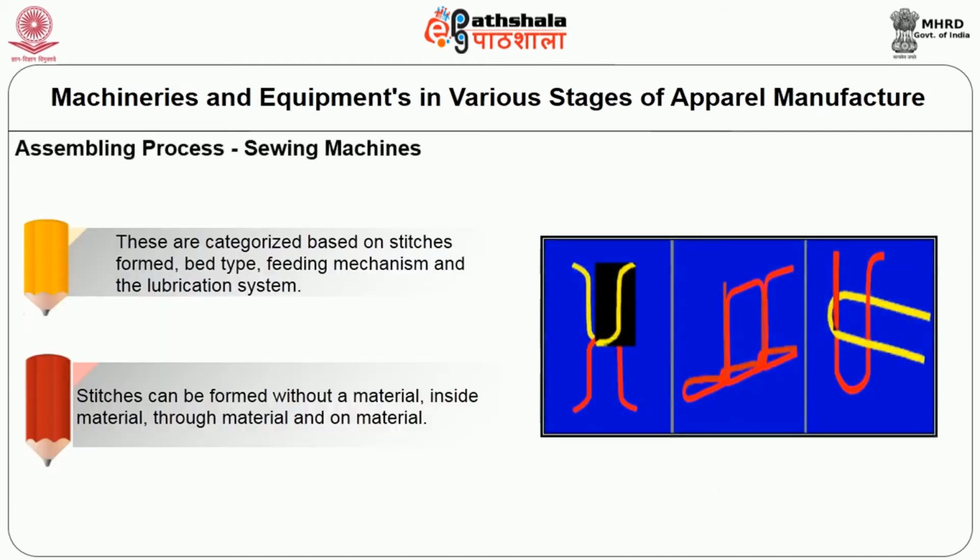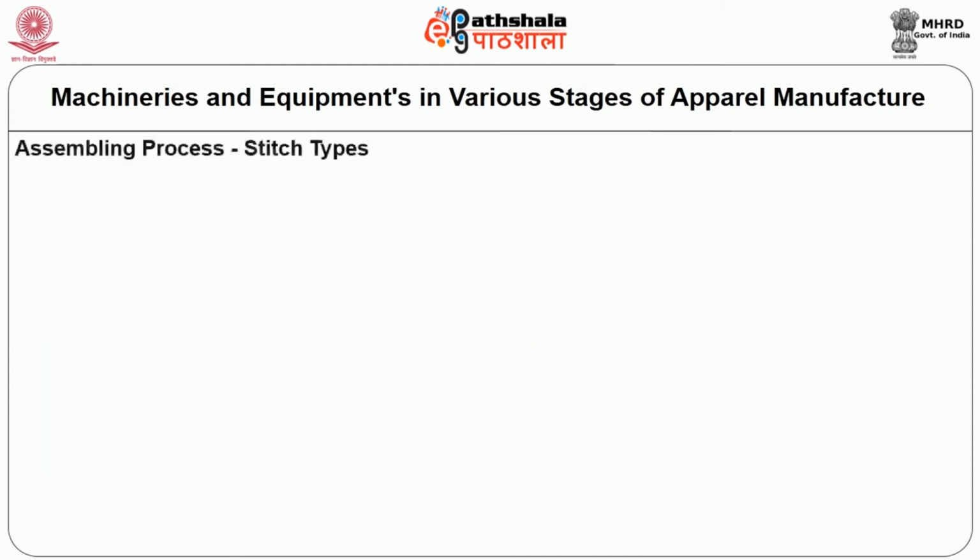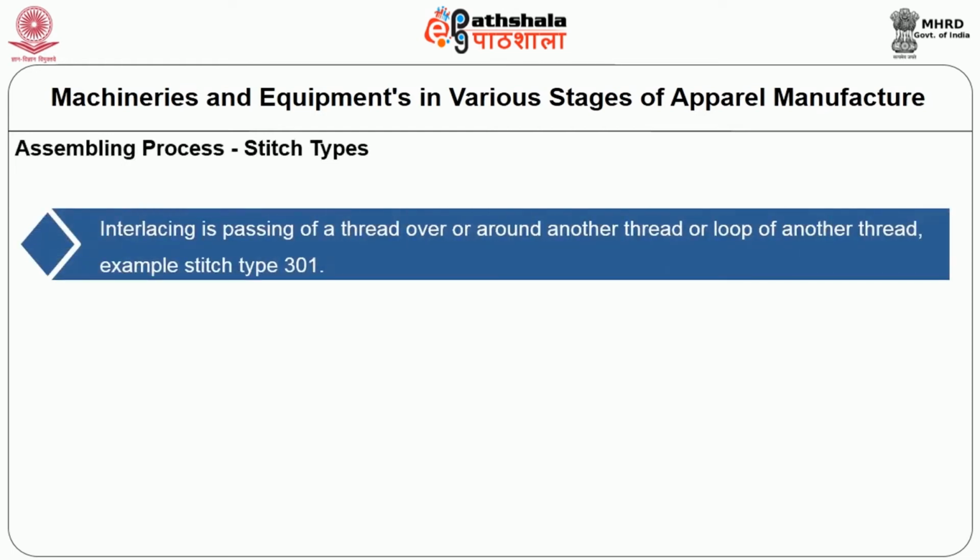So here, the most important one in this sequence of machines is the sewing machine. Sewing machines are categorized based on stitches formed, the kind of bed type, feeding mechanism and the lubrication system. Stitches can be formed without a material, inside a material, through a material and on a material. Stitch types are formed in three methods: interlacing, intralooping and interlooping. Interlacing is the passing of a thread over or around another thread or loop of another thread. An example of this is the stitch type 301.